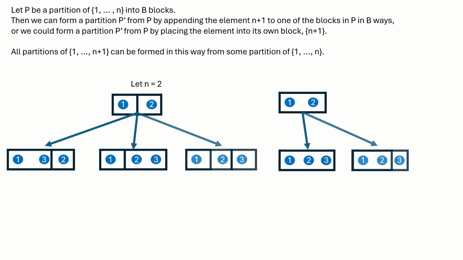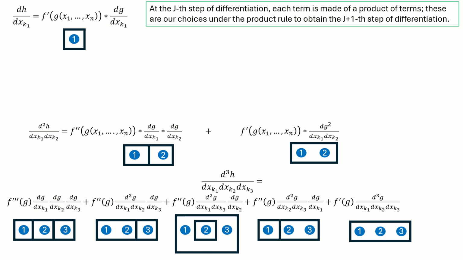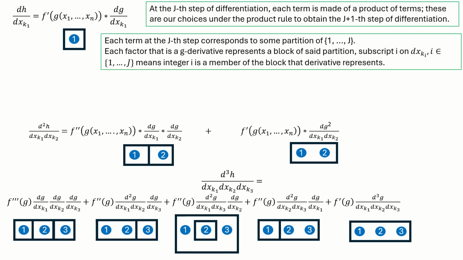Next, let's go back to the topic of differentiation. Notice that at the jth step of differentiation, each term is made up of a product of some number of terms, one of which is a composition of some derivative of f with g, and the others are derivatives of g.